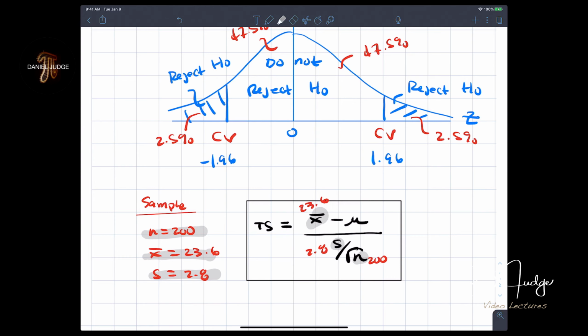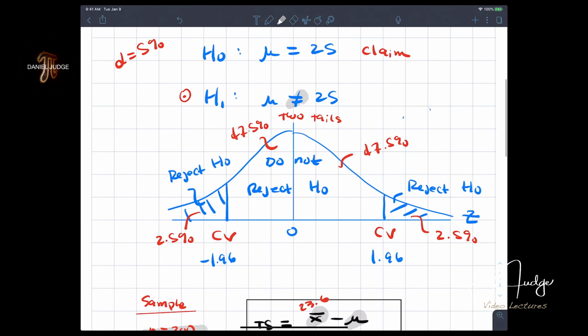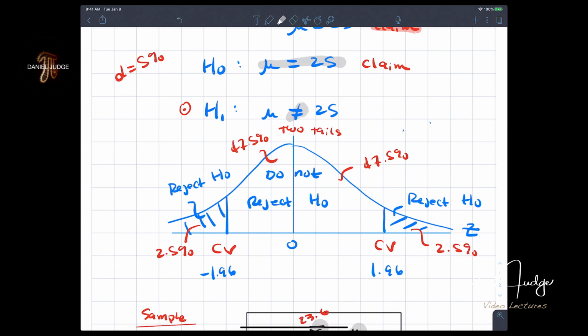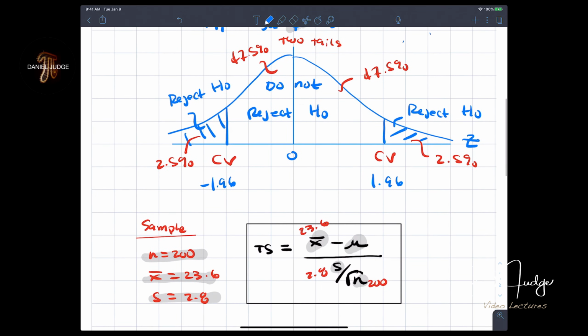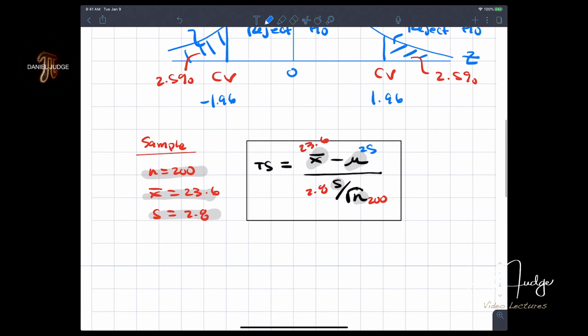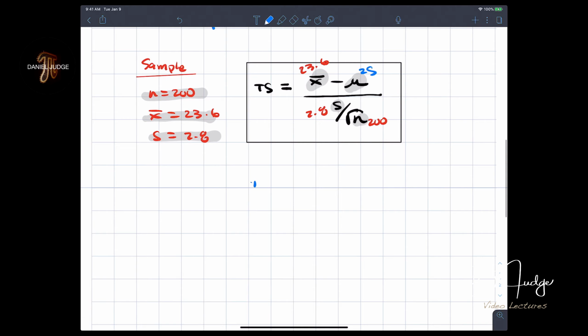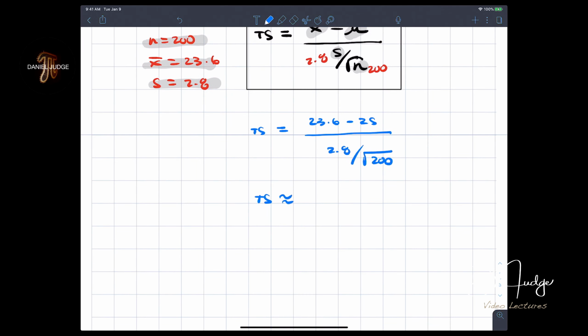You just have to know, what is mu? Well, mu is way up here. Mu is 25, ladies and gentlemen. So you're going to plug in that 25 here. As you know, on my calculator or on my paper I want to be very clear: 23.6 minus 25 divided by 2.8 over the square root of 200. This is the test statistic value.